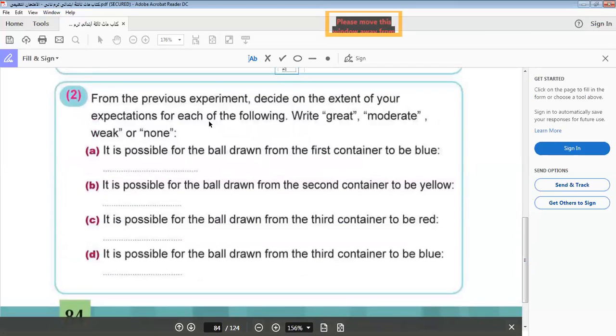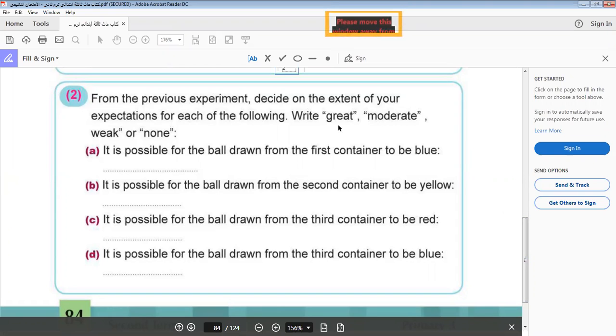Question 2 from the previous experiment. Decide on the extent of your expectations for each of the following: great, moderate, weak, or none. It is possible for the ball drawn from the first container to be blue. He means if you take a ball blindly, it is possible the ball will be blue.